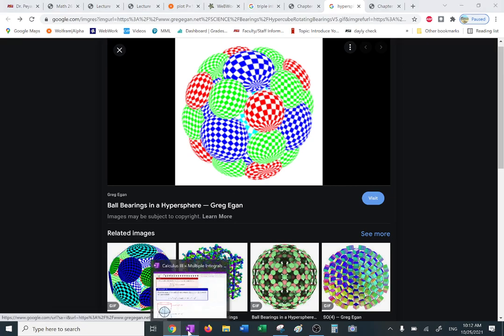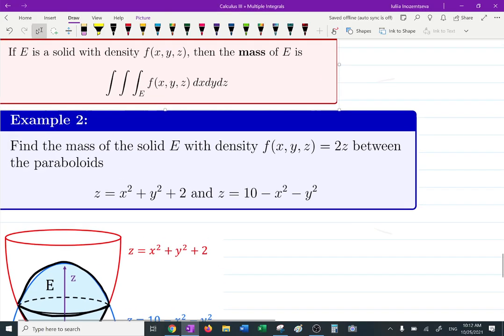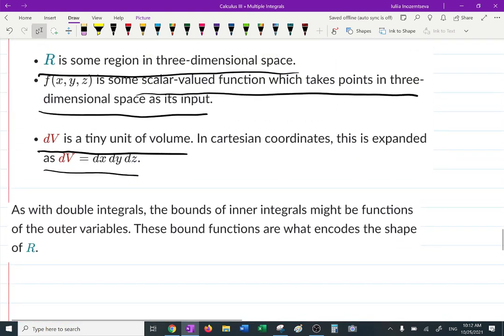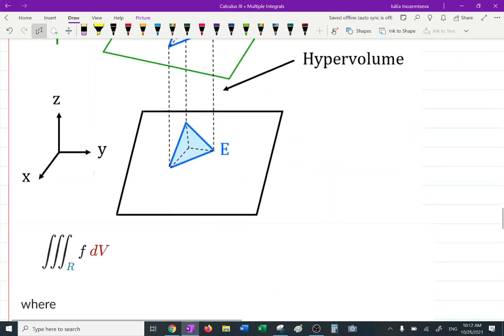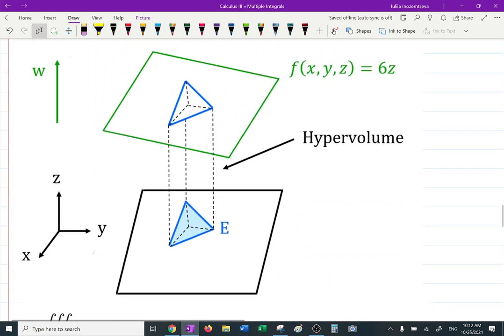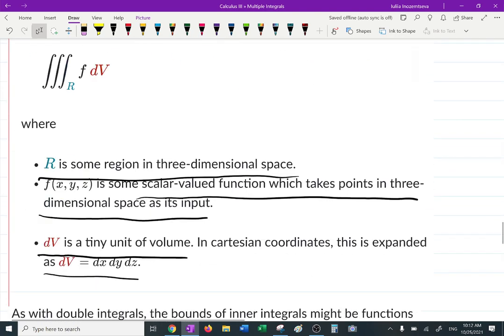So we did something first, introduced the idea of the triple integral. This is your hyper volume over here. Now we're checking the volume below the four-dimensional object, and the shadow or the base is a three-dimensional object. So we just increase the dimension.